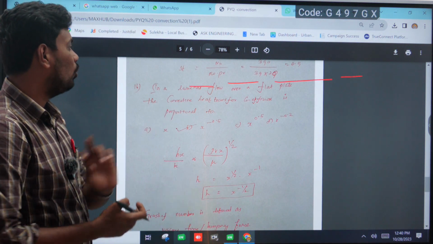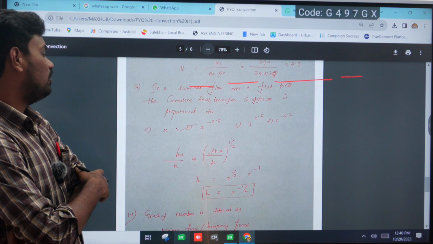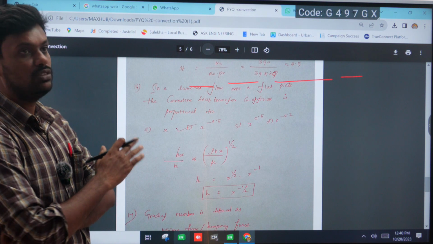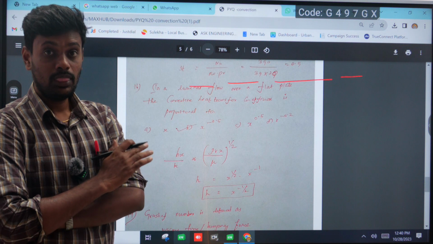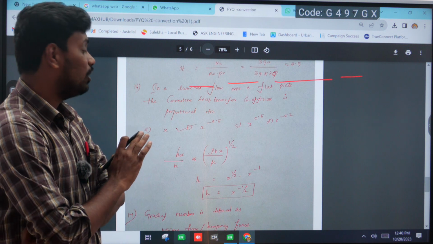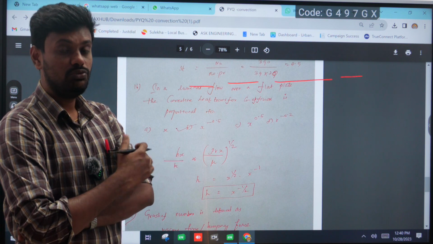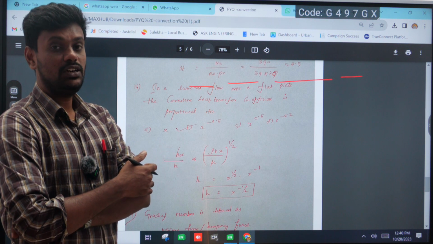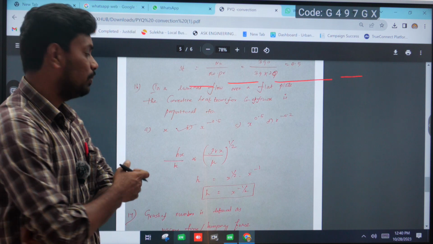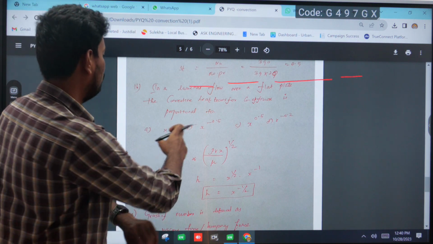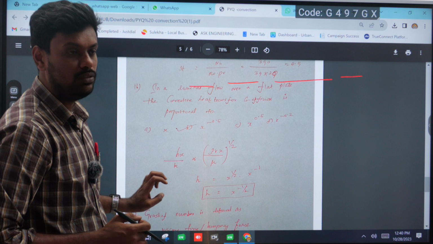In a laminar flow over a flat plate, the convective heat transfer coefficient is proportional to... This is for flat plate, not for cylinder. So for flat plate, laminar flow, we are equating the Nusselt number and also the Reynolds number. If you equate, you will get the heat transfer coefficient, which is x to the power of minus 1 by 2. So that is x to the power of minus 0.5.